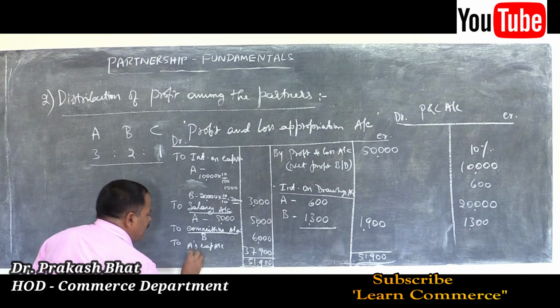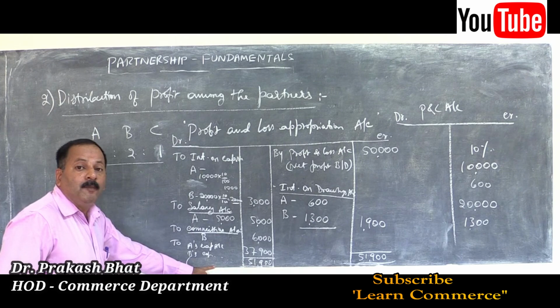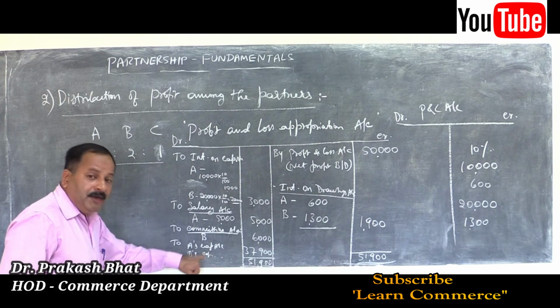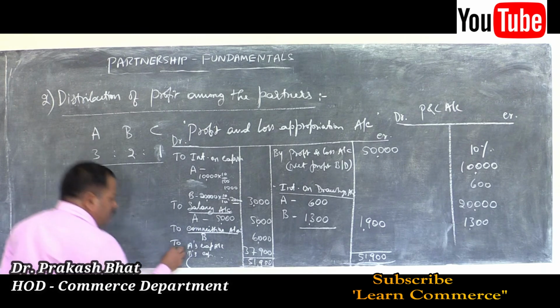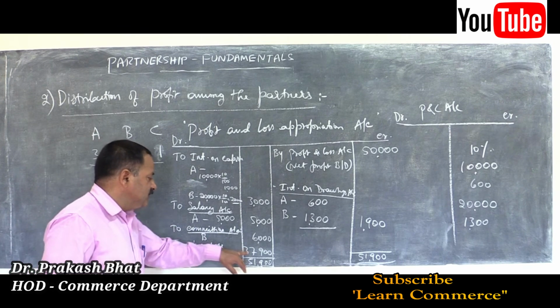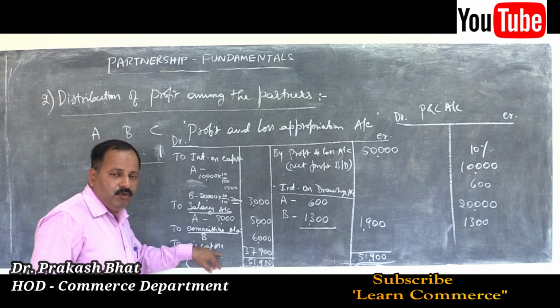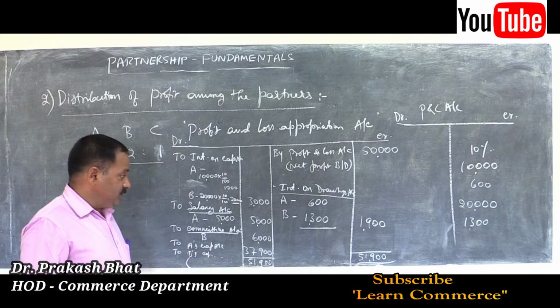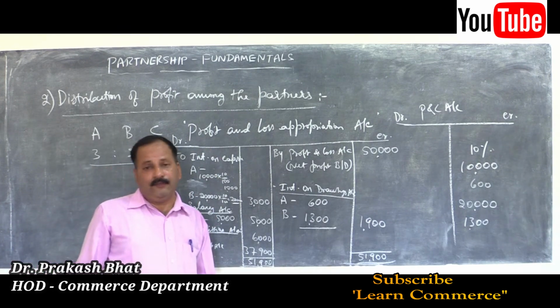and B's capital account. Within brackets, profit on appropriation, balancing figure. That is what we have to do for this. So this 37,900 should be distributed into 1 by 2 and 1 by 2. Both will get equal share. This is how you should prepare the profit and loss appropriation account of a firm.